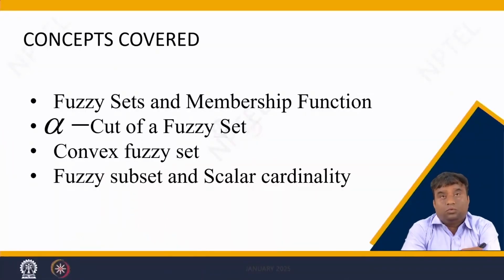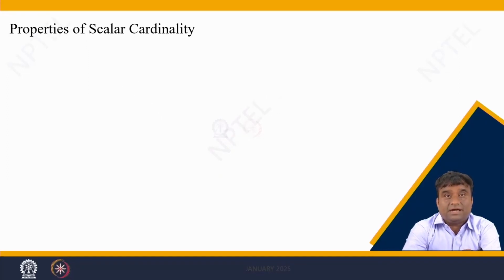Till now, we covered fuzzy sets and membership functions, alpha cut of a fuzzy set, convex fuzzy set, fuzzy subset and scalar cardinality. Last class we discussed the scalar cardinality. So let's start with some properties of scalar cardinality.